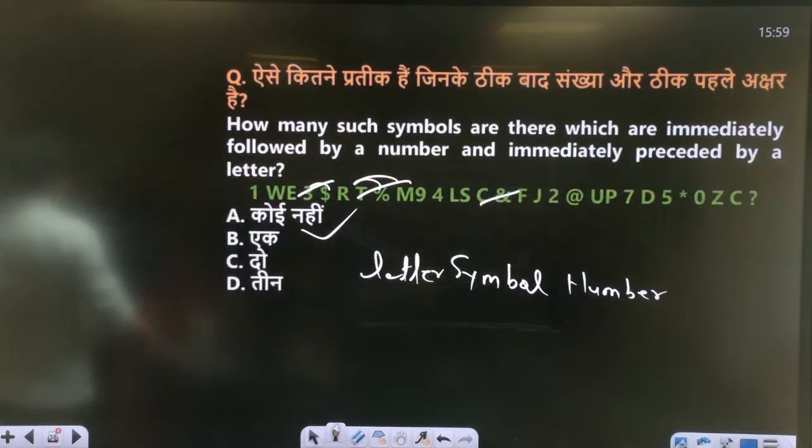Is it clear? How many students got the right answer? Only 2. What is happening?